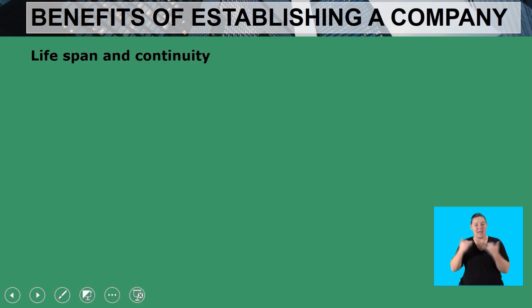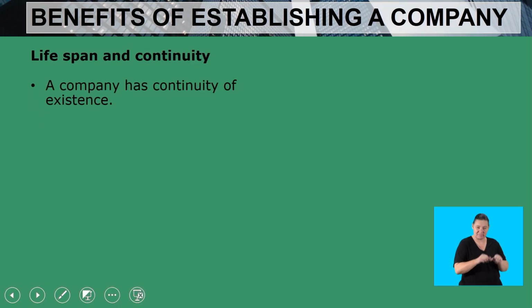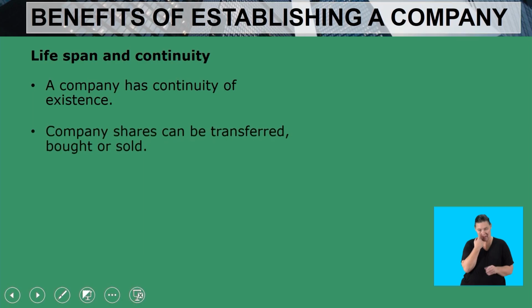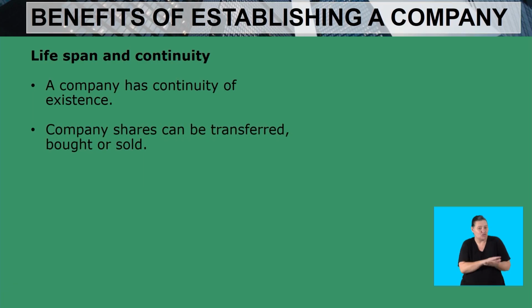Then we have lifespan and continuity. A company has continuity of existence, meaning even if the shareholders decide to leave, the company will continue to exist because it's registered, it can trade in its own name, and we can even find other shareholders to continue raising capital as a company. Company shares can be transferred, bought, or sold. Another benefit is that the shares that you have in a company, you can sell them if you want to sell them or even transfer them.